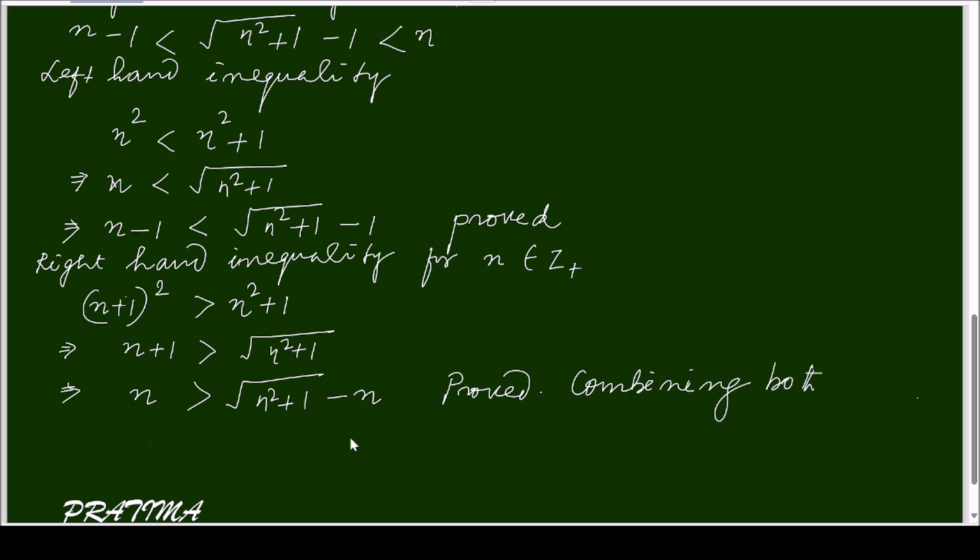the inequalities, we get square root of n square plus 1 minus 1 is greater than n minus 1 and less than n. Proved.